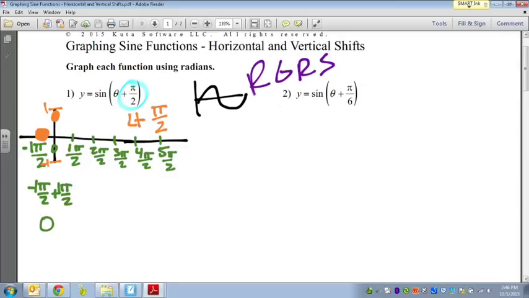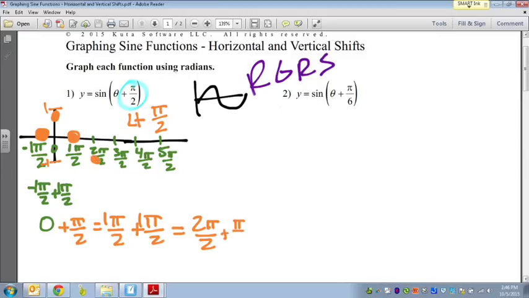Then to find my next critical point, we add pi over 2. 0 plus pi over 2 equals pi over 2, and it comes back down. For my next critical point, we add pi over 2, and it gives me 2 pi over 2, so that means it goes down. That point's going to be right here. Then if we add pi over 2 again, 2 plus 1 is 3, so 3 pi over 2 is right here. So my new graph after the shift looks like that. That was a little easier because it was pi over 2.